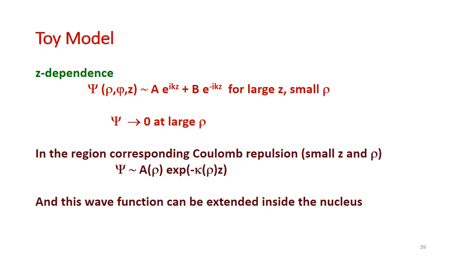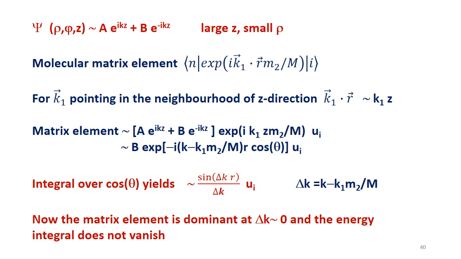In the region corresponding to Coulomb repulsion close to the nuclei, we expect an exponential suppression in the Z dependence. This is the Coulomb repulsion factor. And the wave function can also be extended inside the nucleus. So we have this free particle wave function at large Z, small rho.